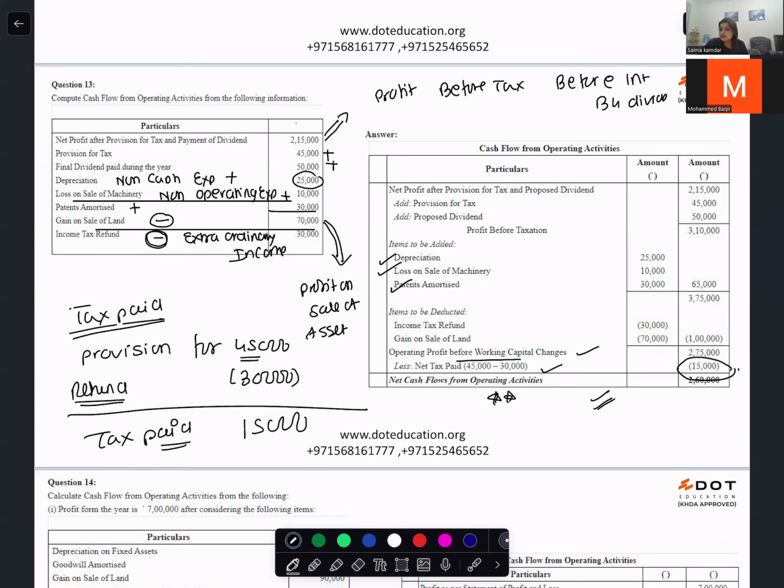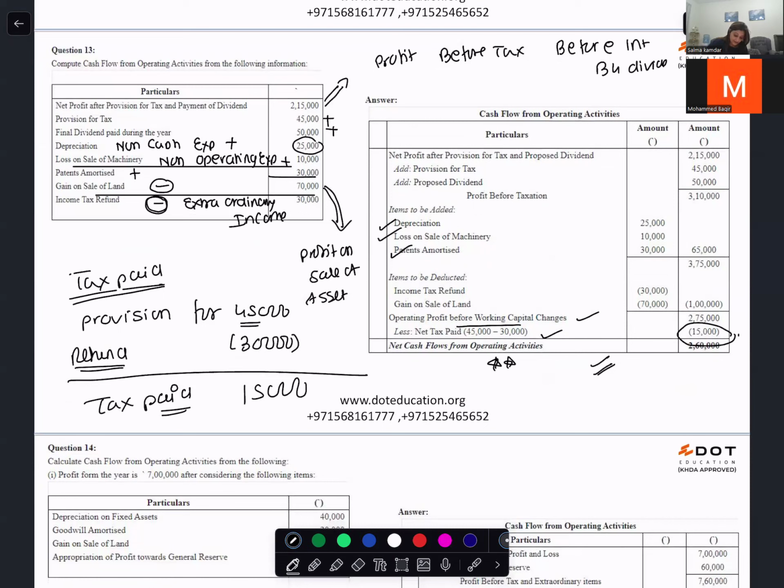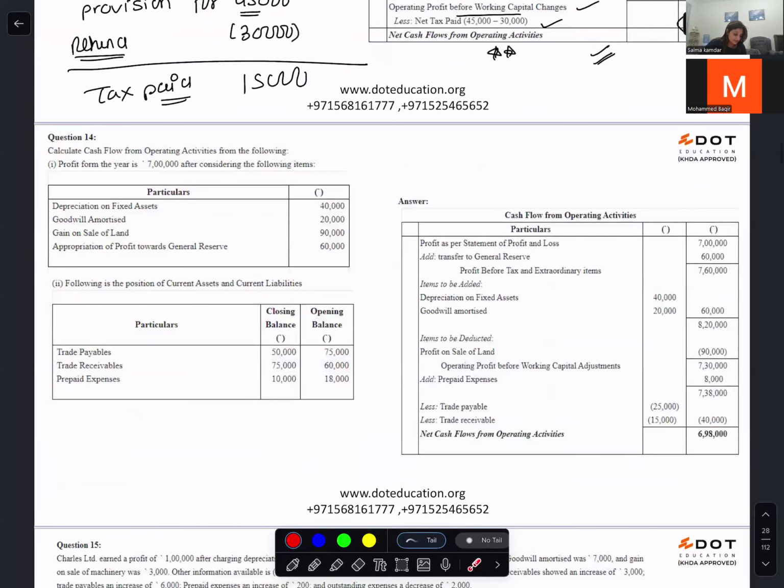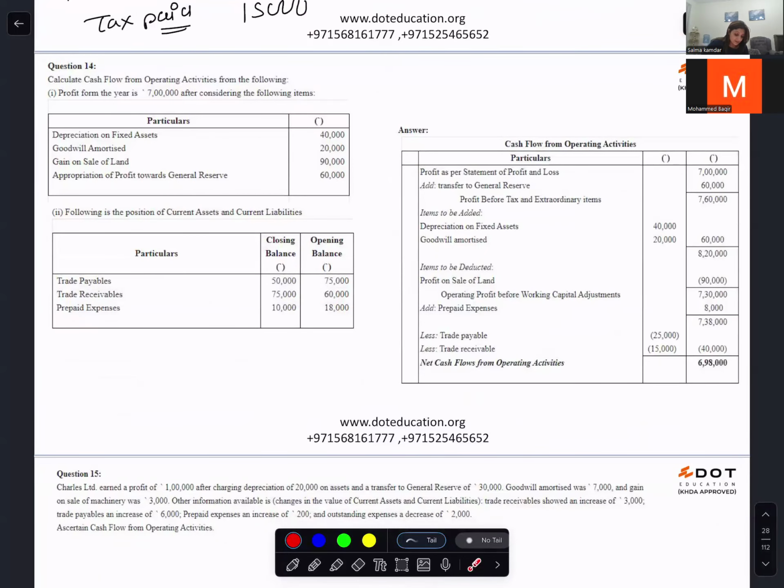There is no tax paid over here, but they've given you indirect information for tax paid. They've given you provision for tax and refund. So you've provided 45,000, you've got a refund of 30, that means tax paid is 15. Are you with me? Okay. Fine. Try question number 14.